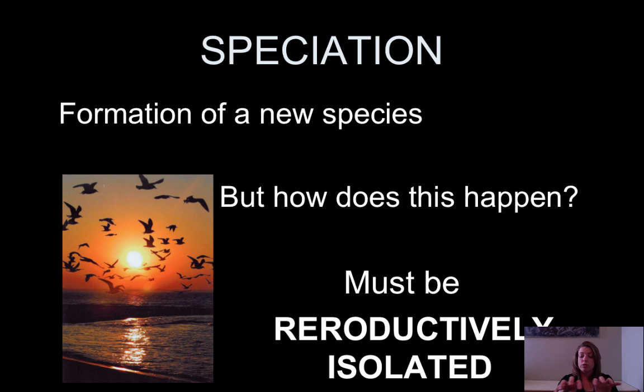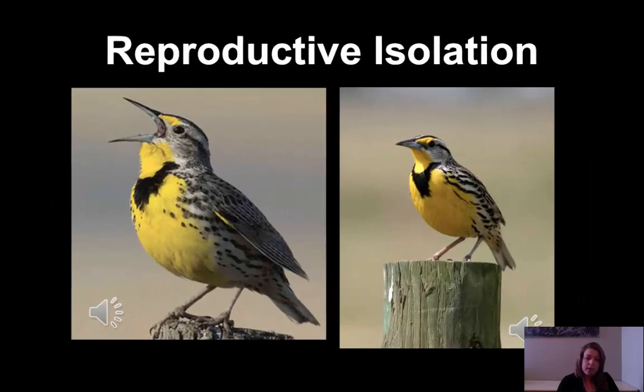And so as the two groups are no longer allowed to interbreed, now they're inbreeding within themselves. And so we're going to see mutations become more common and separations in those genetic lines. And so let's talk about examples of reproductive isolation. Here we see two birds that look very similar to one another, but I promise you they are different species. Here you have the eastern meadowlark and the western meadowlark.